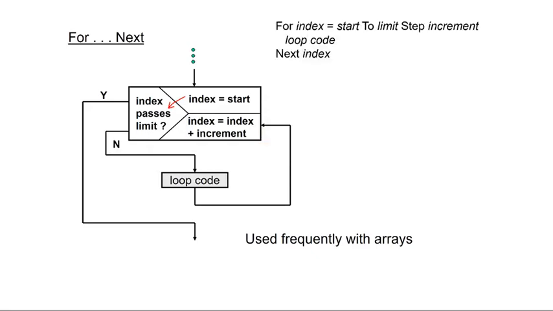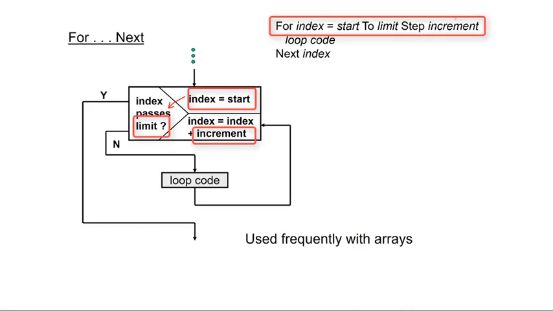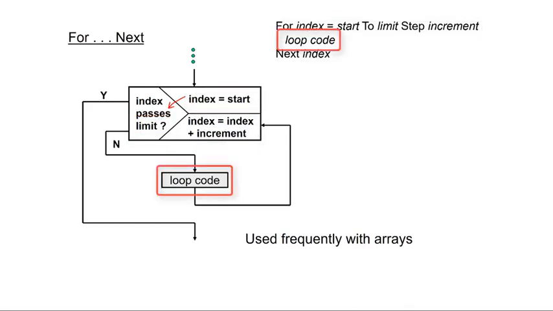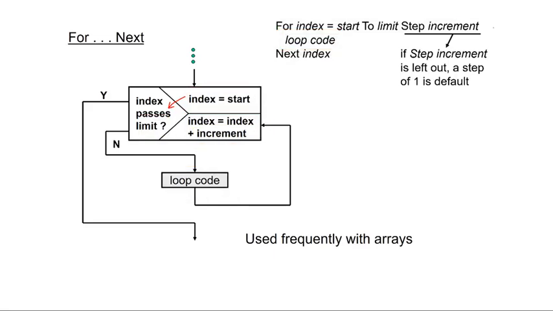So the syntax for this in VBA is For index = start To limit Step increment. Then you have your loop code and you always have Next index. If the step increment is left out, the step increment is just 1, but if you wanted to step by anything other than 1, you can put that after Step. You can also count down, so you could start at 20 and count down by -2.